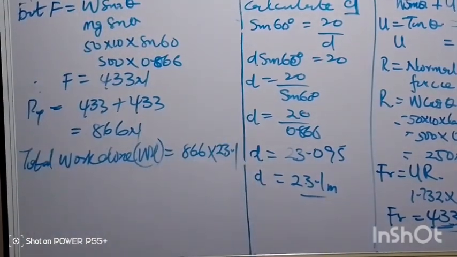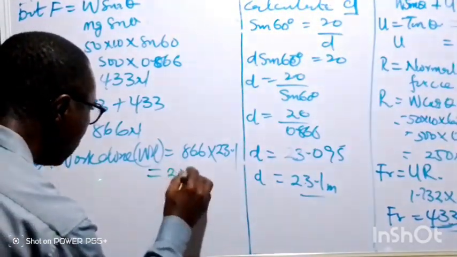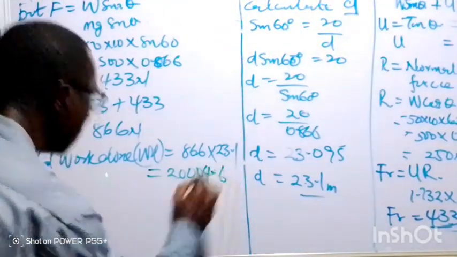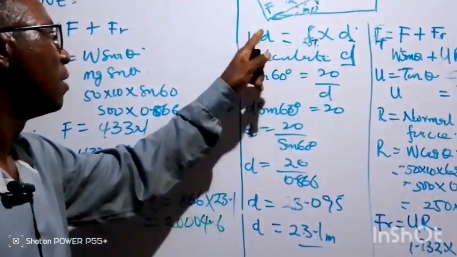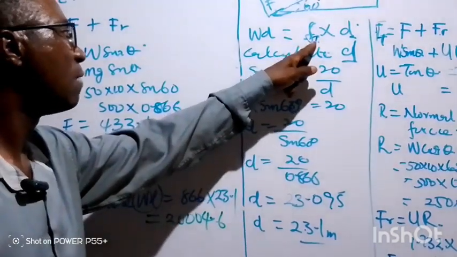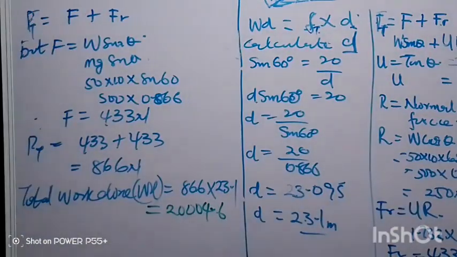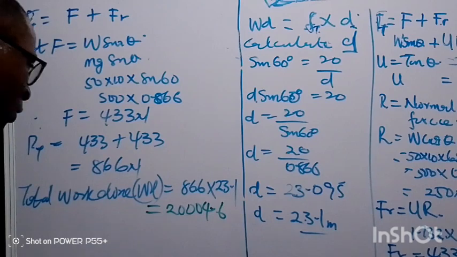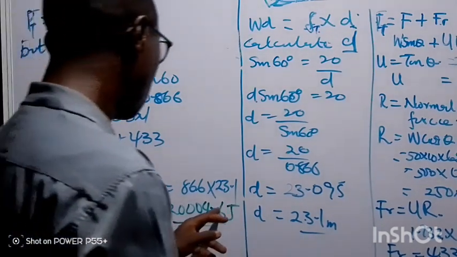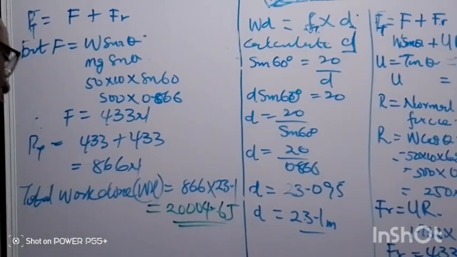Total work done, as I said, will be equal to 2004.6 joule. That is from this formula. We say that work done is equal to total force multiplied by the distance moved. So, according to the question, we should calculate the total work done, which is equal to 2004.6 joule. Total work done will be equal to 2004.6 joule.